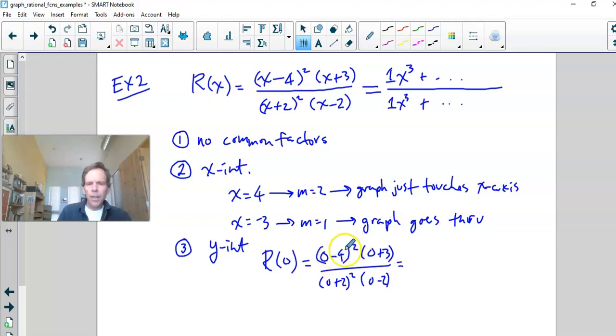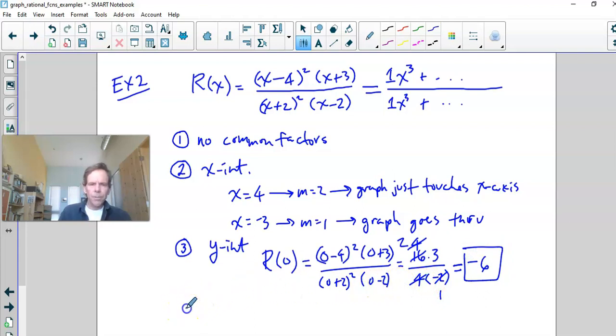And what's going to happen here? -4 squared, that's 16, times 3. In the bottom, it looks like we're going to get a 4 times a -2. Let's clean this up a little bit. 4 is going to go into 16 4 times. 2 goes into 4 twice and into itself once. So it looks like we're going to get -6. I see one negative out of everything, so that's going to be negative. So the y-intercept is -6.